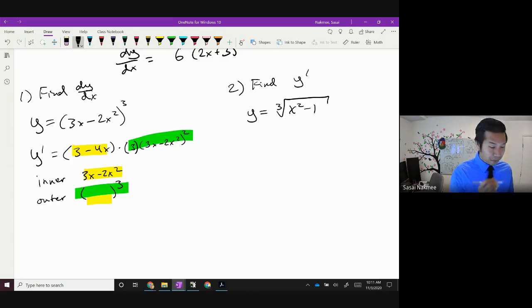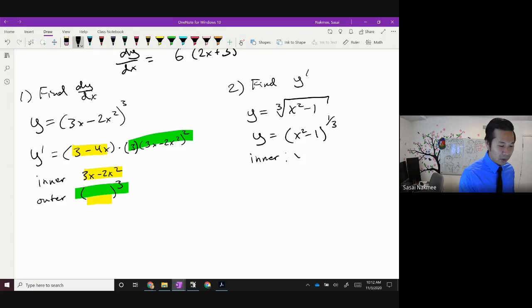Now remember what I tell you. You can probably see the inner function and the outer function, right? But some of you guys might not know what the derivative of this cube root is. And that's why I'm telling you, one thing that helps is to rewrite it using parentheses instead of the symbols that are there. You can rewrite this. You guys know that, right? This is going to be x squared minus 1 to the 1/3 power, right? To the 1/3 power.